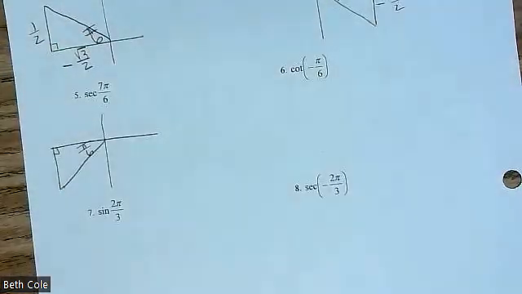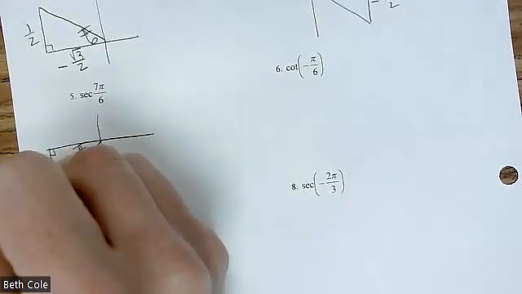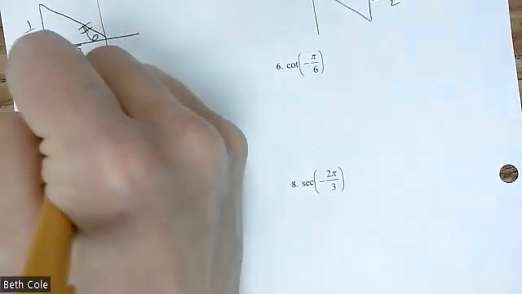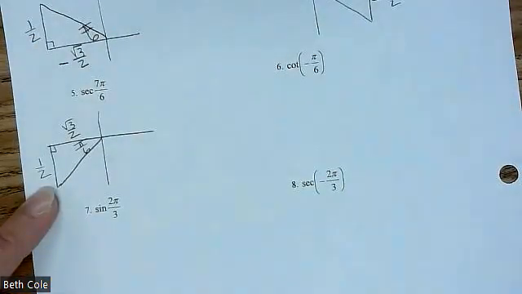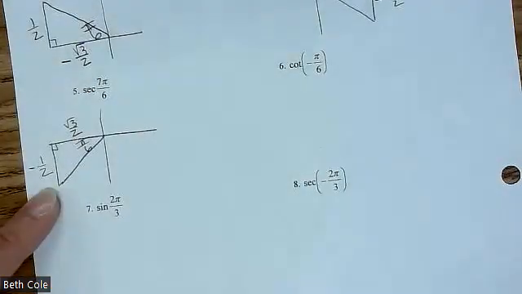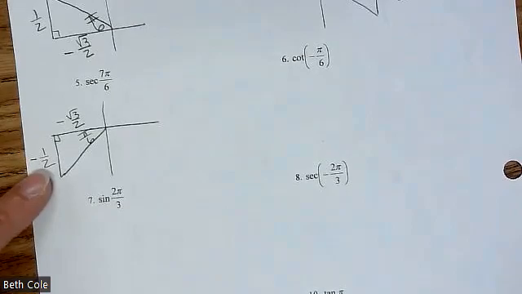Pi over 6, 1/6. 1/6 is the little angle. What goes across from it? 1/2. That means the other side is square root of 3 over 2. What's negative? Because we're not in quadrant 1. Why are both of them negative? In the third quadrant. Good. Okay, that's your work. Now you answer the question.